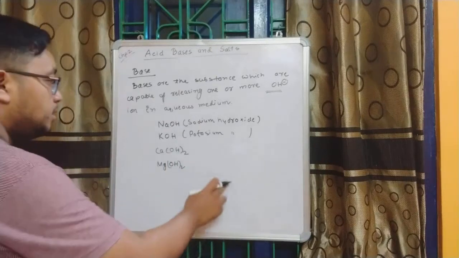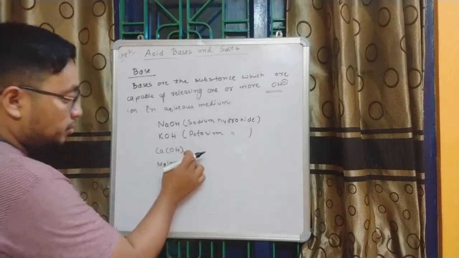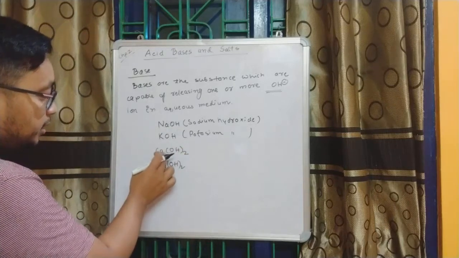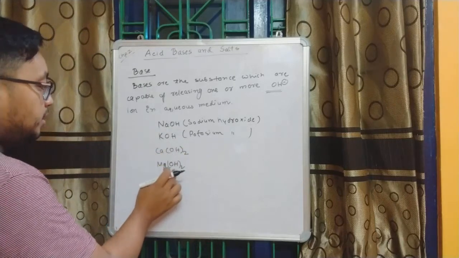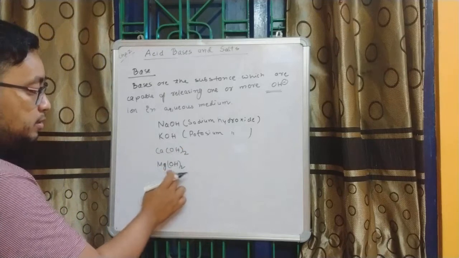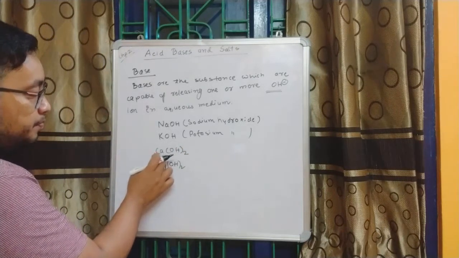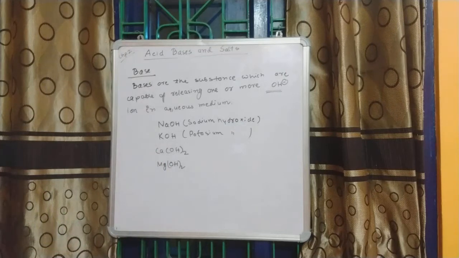Sodium hydroxide, potassium hydroxide, and you write down the names of these two bases yourself. This will be calcium hydroxide, this will be magnesium hydroxide, which is also called milk of magnesia. This is called slack lime. So this is the common name.